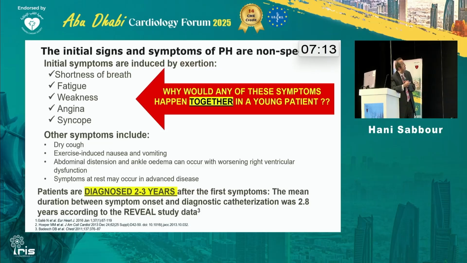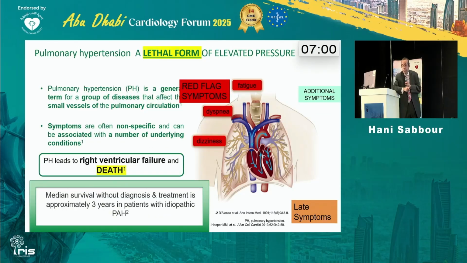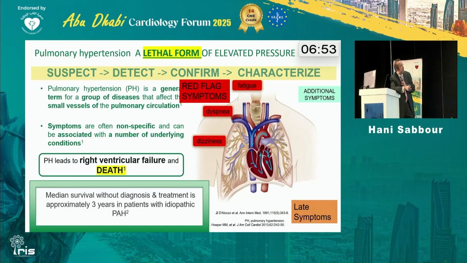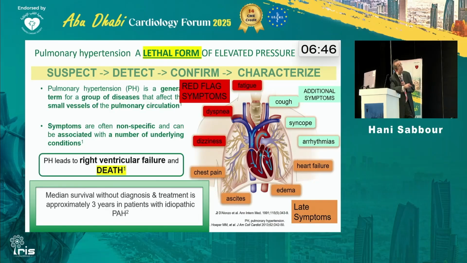So in a young patient, why would they get shortness of breath, fatigue, weakness, angina, and syncope? It's a cardiopulmonary syndrome, not a pulmonary syndrome. And of course, worldwide, the diagnosis is delayed 2 to 3 years. So please remember this or take a picture of it. This is how we save lives. Red flags: fatigue, dyspnea, and dizziness. Late symptoms are chest pain, ascites, lower limb edema, heart failure. And as an electrophysiologist, I also see these patients: syncope and arrhythmias. Don't forget the structure. Don't forget the right ventricle. And of course, cough is a common enough symptom, but it's a fooler.